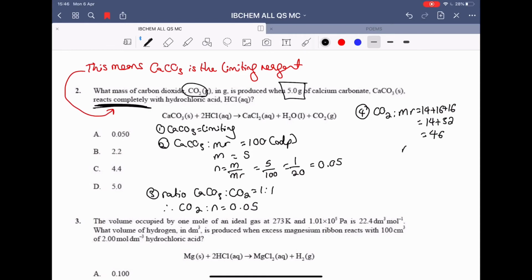12 plus 16 plus 16 is 44. The moles we've calculated to be 0.05, and we don't know the mass. So the mass is the number of moles times the molecular mass. 0.05 times 44 is the exact same as doing 44 divided by 20, and we'll get 2.2.